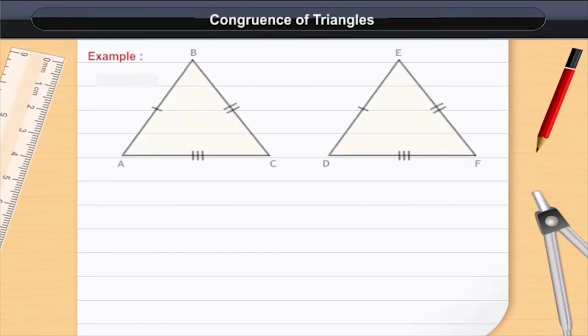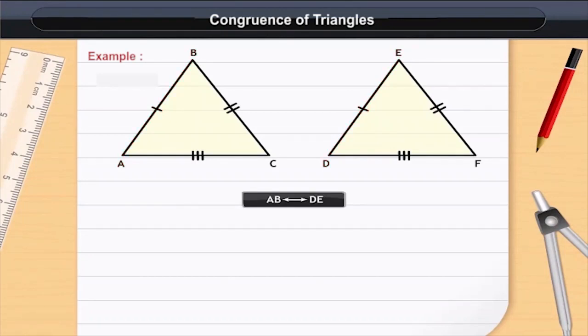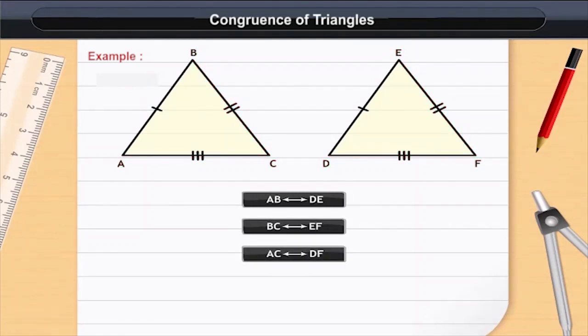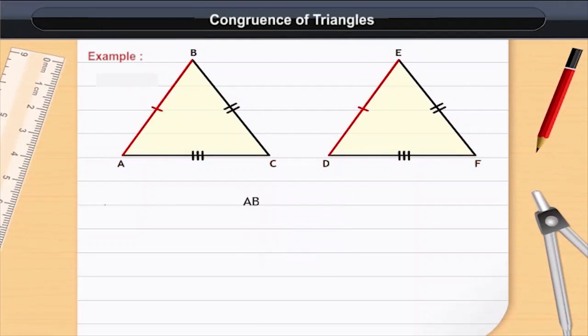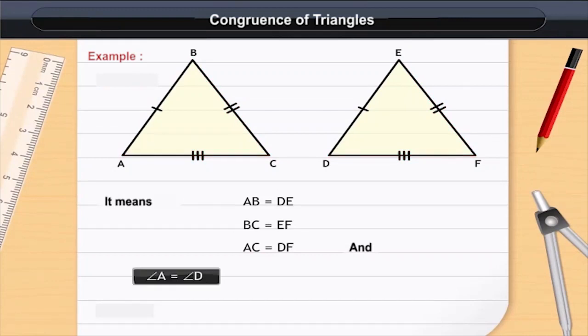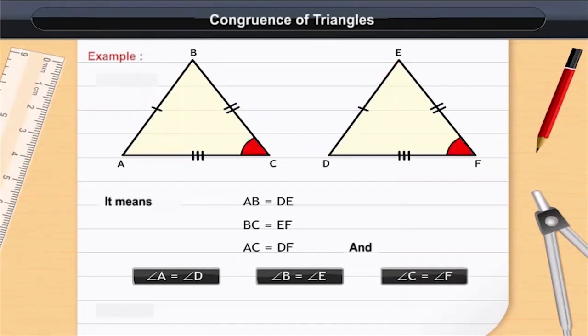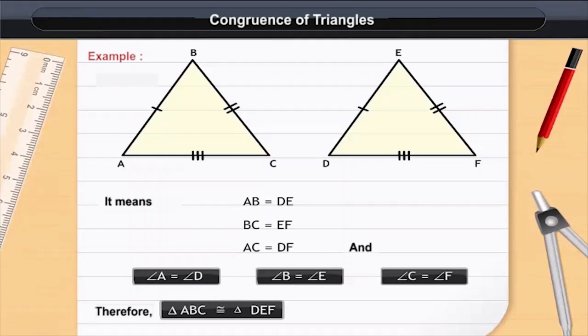In the given figure, side AB is congruent to side DE. Side BC is congruent to side EF. Side AC is congruent to side DF. It means AB is equal to DE, BC is equal to EF, AC is equal to DF, and angle A is equal to angle D. Angle B is equal to angle E, angle C is equal to angle F. Therefore, triangle ABC is congruent to triangle DEF.